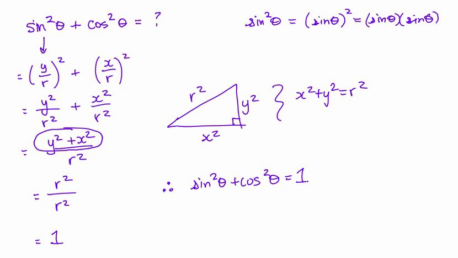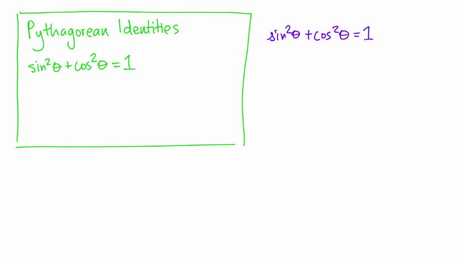And that is one of the identities that we will be using quite a bit, and it's one of the 3 Pythagorean identities. So let's put that in a green box, and I'll show you what the other 2 are. Okay, so there's the first identity. Now, the way that we can generate 2 other identities is kind of sneaky.